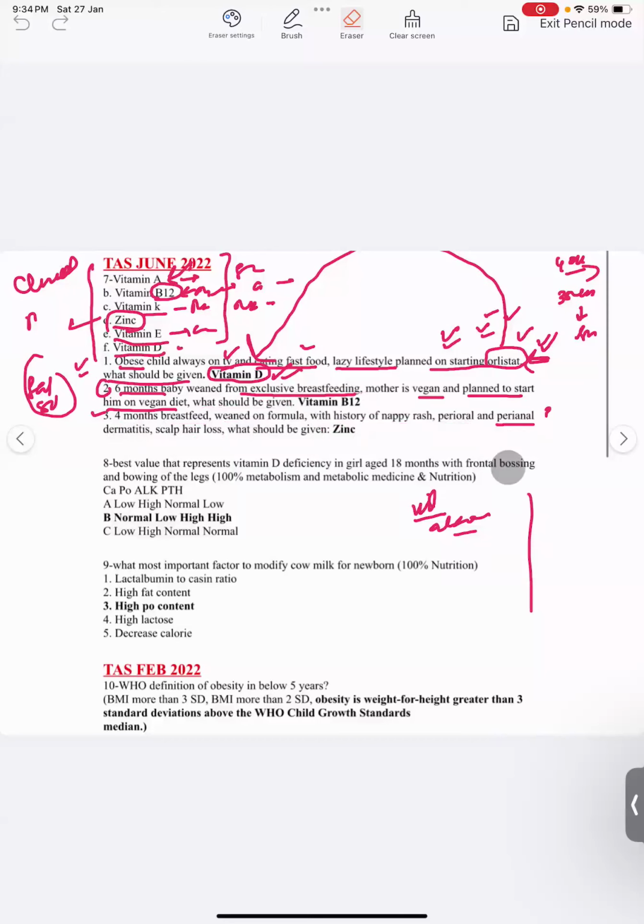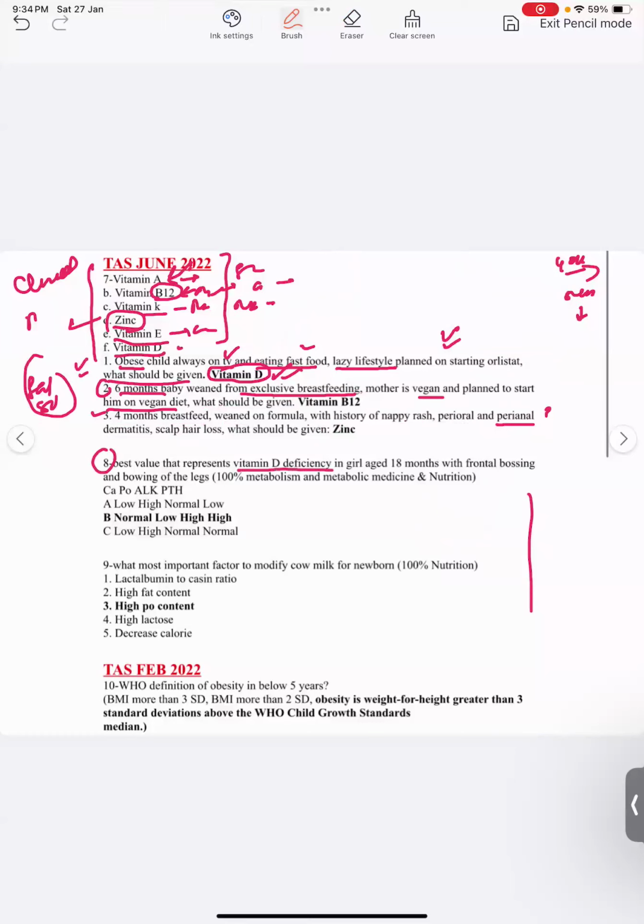Reading the next question. See here, question number 8. What is the best value that represents vitamin D deficiency in an 18 month old girl with frontal bossing and bowing of the legs? Calcium, phosphorus, alkaline phosphatase and PTH are given. What is the importance of telling this girl is 18 months? What will be present?